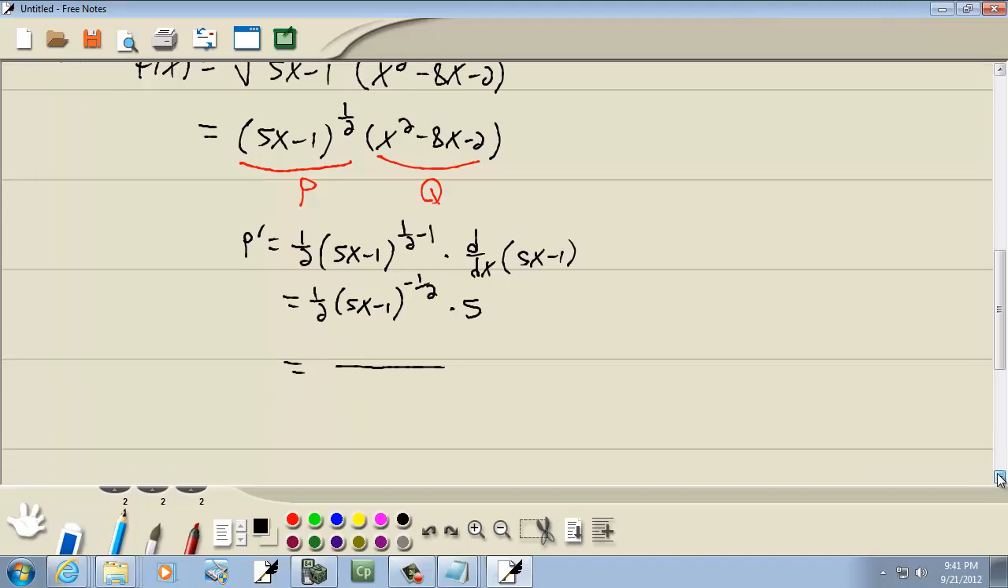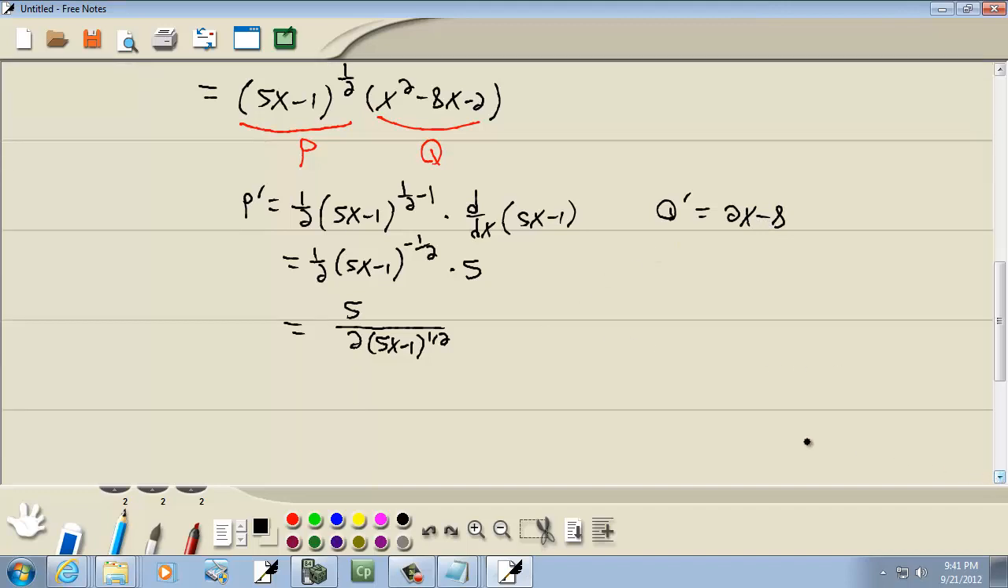We want to put this into a single fraction. 2 downstairs, the 5 is up on top. 5x minus 1 to the negative 1/2. Since it's a negative exponent, we'll take it down to the denominator, and we get 5x minus 1 to the positive 1/2. Okay, q prime. The derivative of that gives us 2x minus 8. And now we're ready to apply our formula.